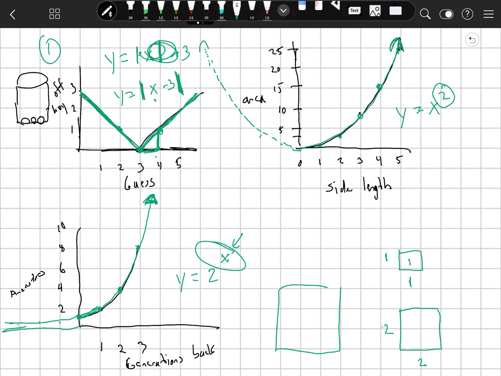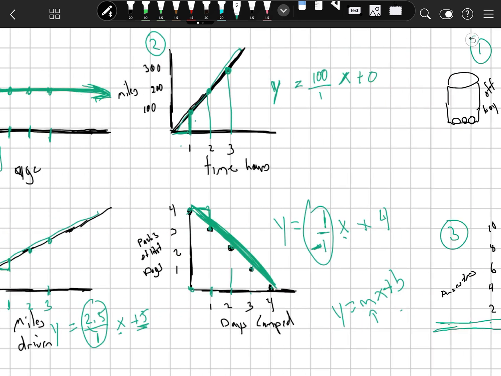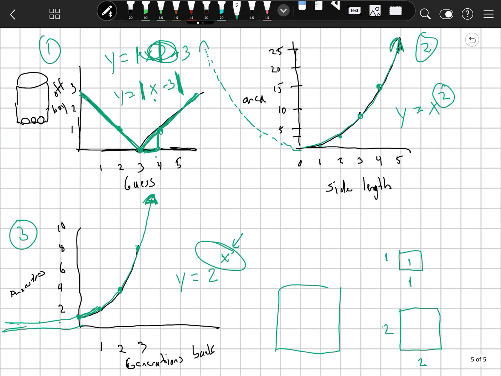Number 1, absolute value function. Number 2, quadratic function. Number 3, exponential function. These are all examples of functions where you have one output for every input given, and these are nonlinear functions. So hope this made some sense to you. Thanks.